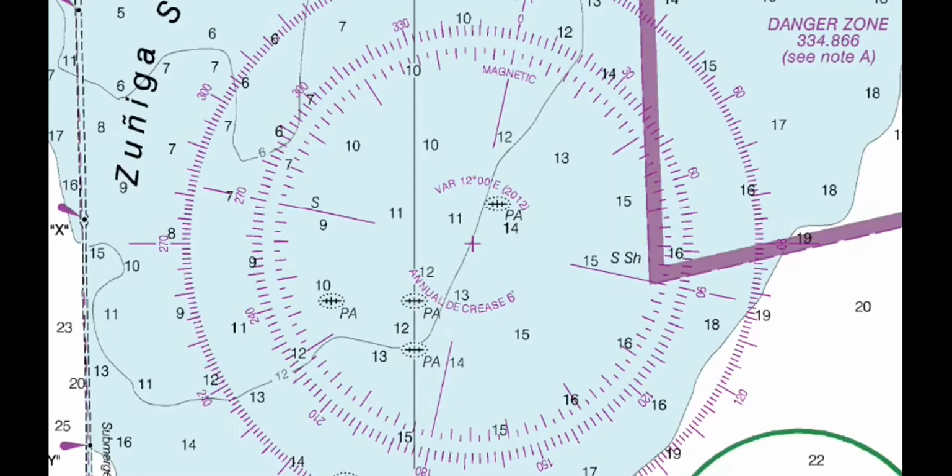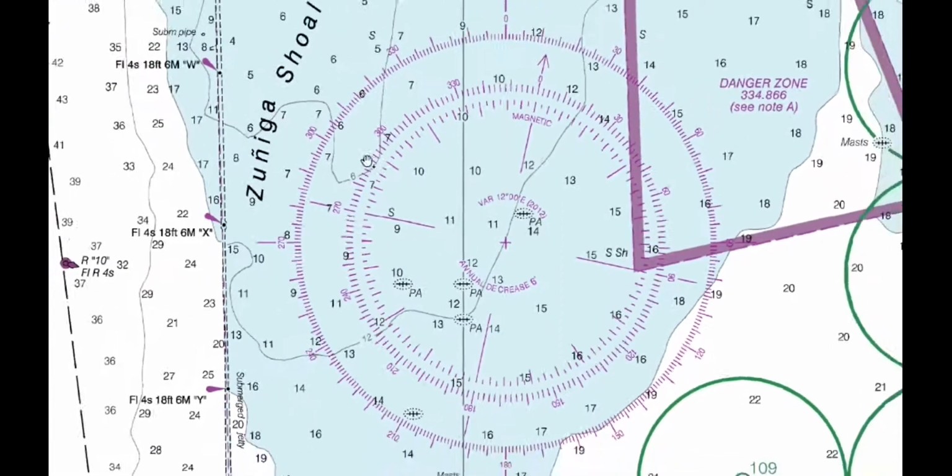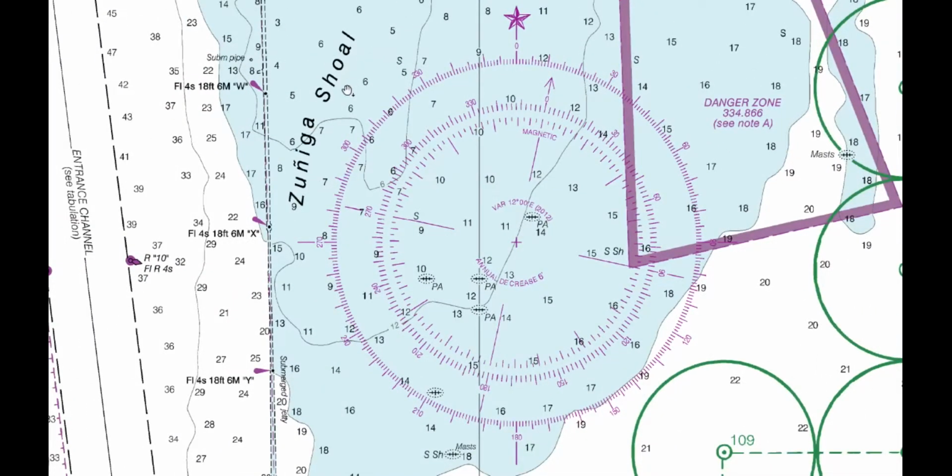Now, if you didn't know what that symbol was, you would go to Chart 1, or on your VMS screen, you would just query it. And these are the Zuniga Shoals here. Very shallow water. See depth soundings telling me this area is only 7 feet, 9 feet, 8 feet. So it makes sense that people have wrecked here historically.